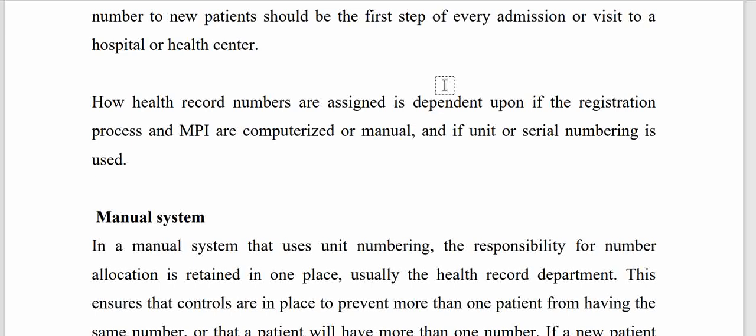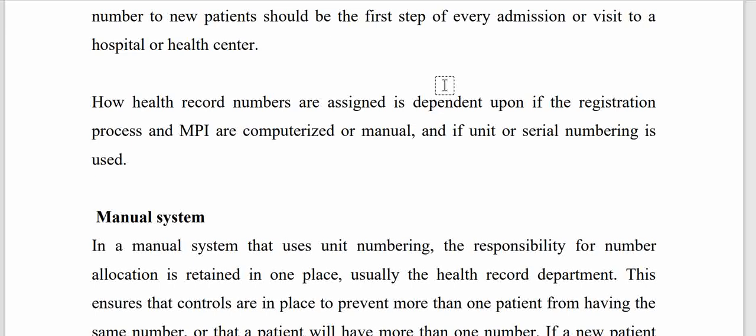So why do we need to understand these two things? First of all, when you are assigning your numbers manually, there are procedures that you must follow. And if you are assigning your numbers by computer, there are also procedures you need to follow. There are things you need to do. And if you're using unit numbering system, there are procedures, and also if you're using serial numbering system, there are procedures.